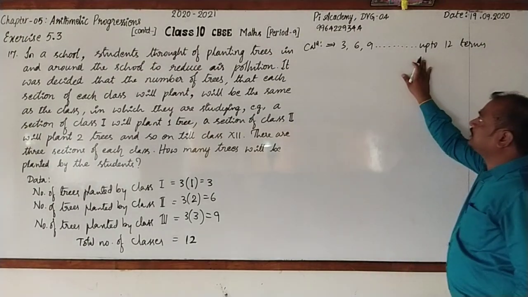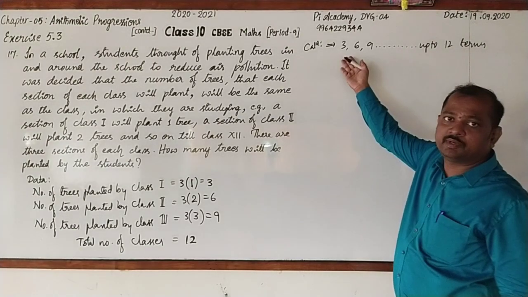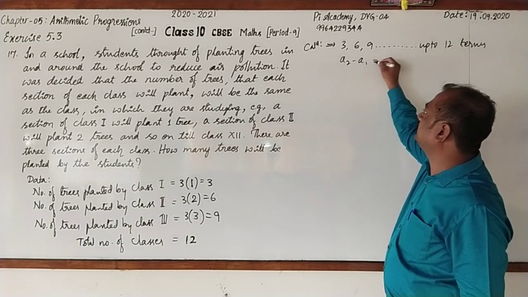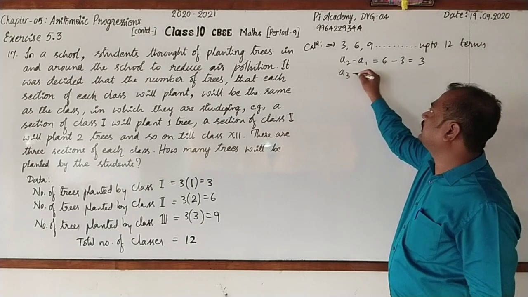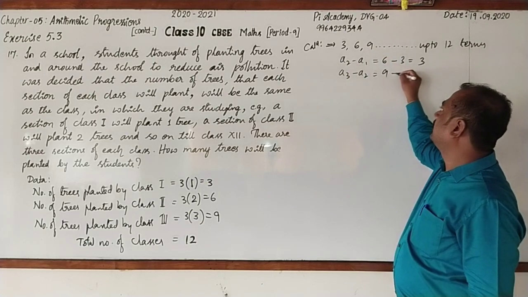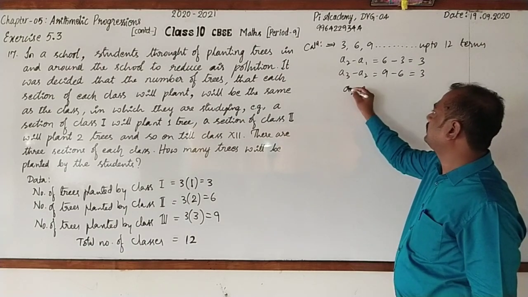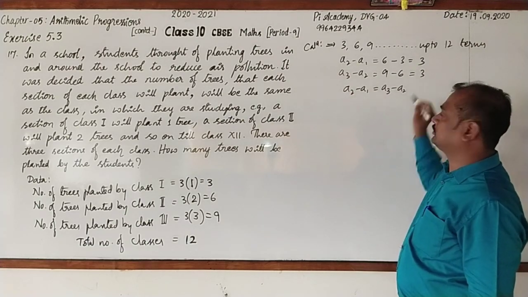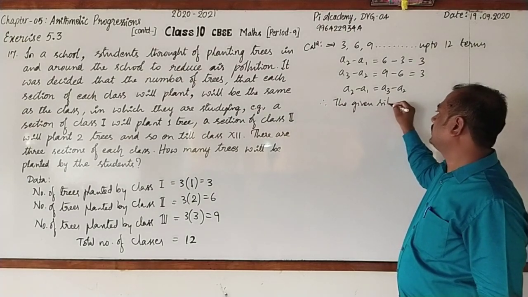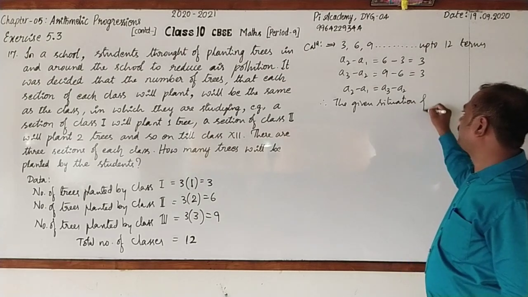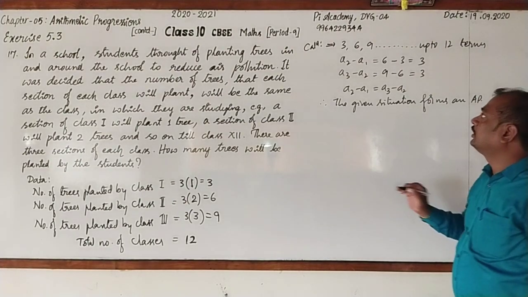Now, just by observing this, you can come to know that it forms an AP. How? There is a common difference. I will find out. A2 minus A1 is 6 minus 3, it is 3. A3 minus A2, it is 9 minus 6, this is also 3. Here, A2 minus A1 is equal to A3 minus A2. Therefore, the given situation forms an AP. Followed? Okay.